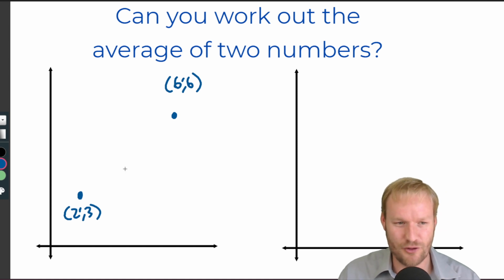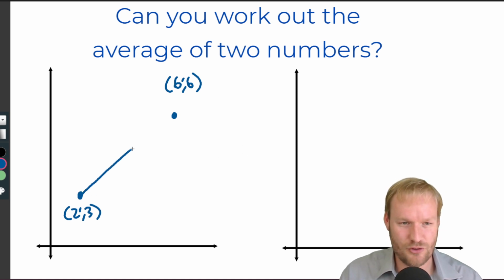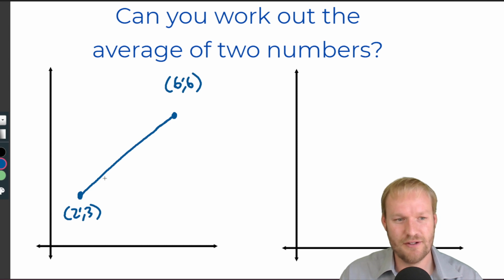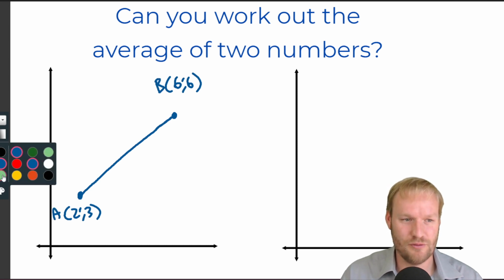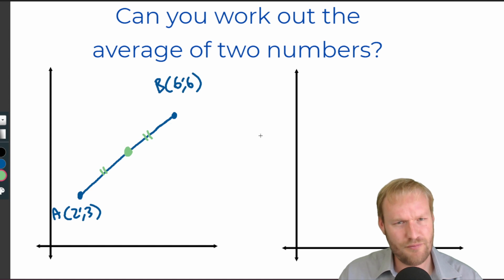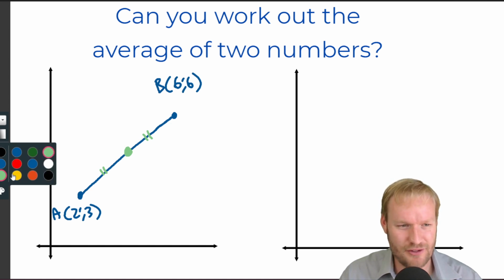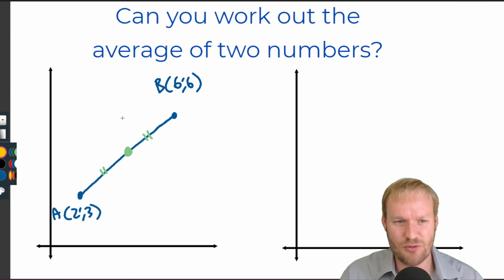Now what we're looking for is, if we draw a line segment from A to B, we're trying to find what the midpoint is there, where that is equal to that. So I said the average of two numbers. I think the real trick here is just to think, let's work in x and y independently.